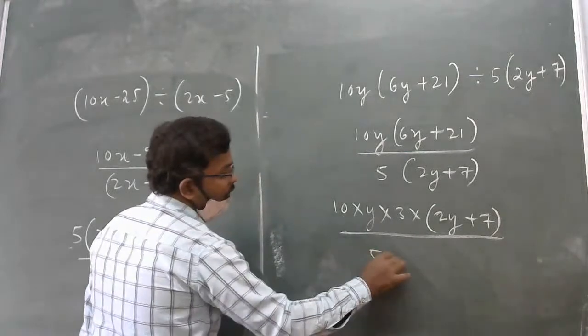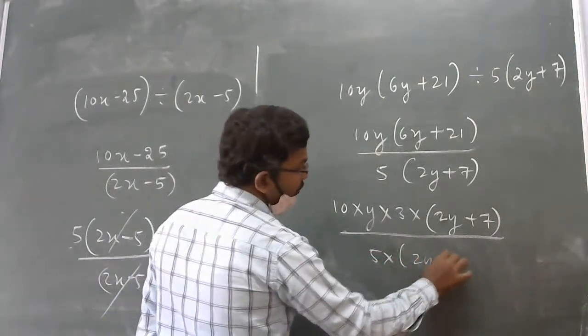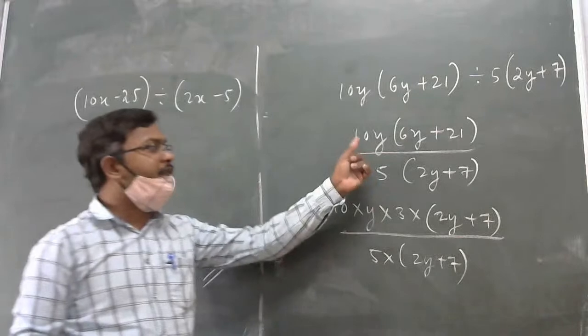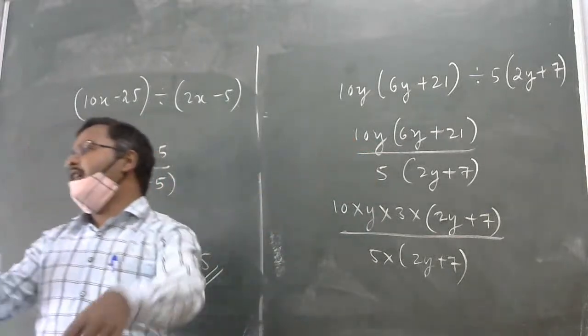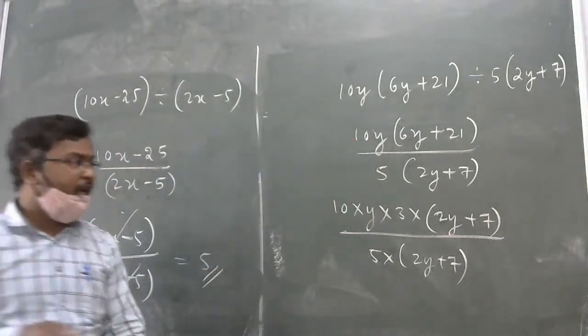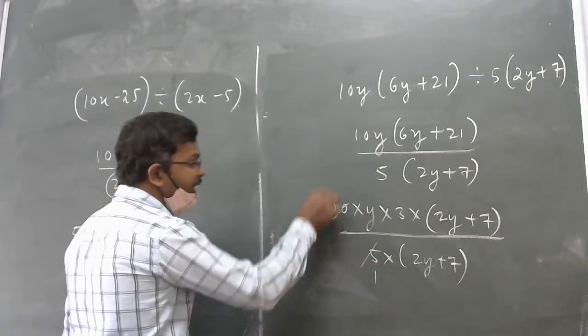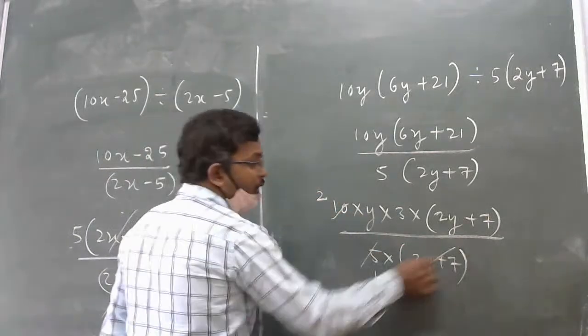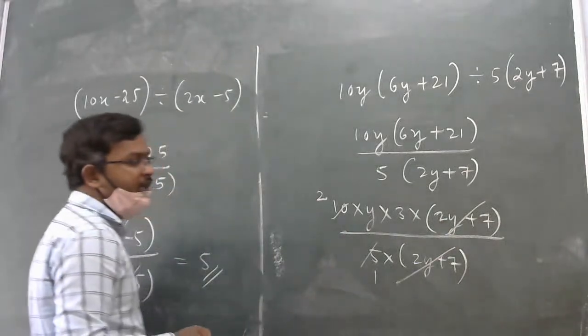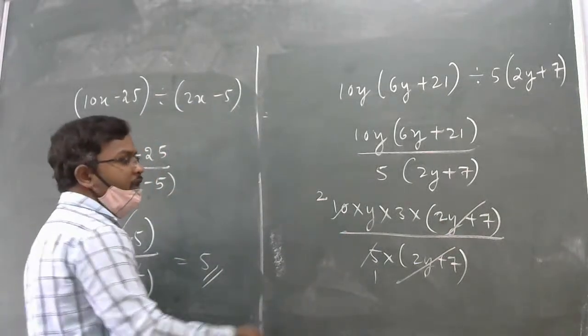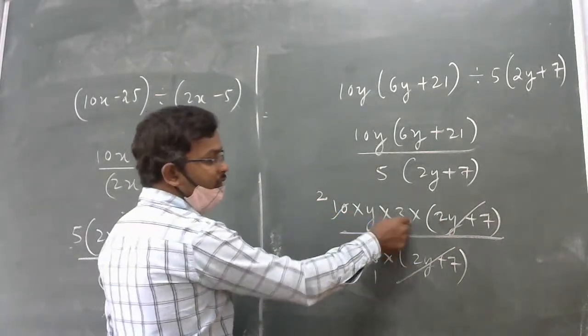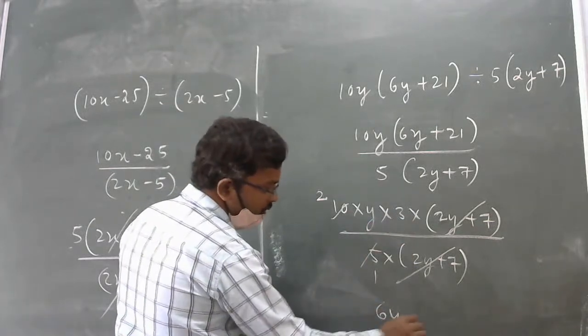That divided by 5 into 2y plus 7. In between, if you don't have anything, that means there is a multiplication sign. So now 5 ones are 5, 2y plus 7 and 2y plus 7 they will get cancelled. So what is left out here? 2 into y into 3. So 6y is the answer.